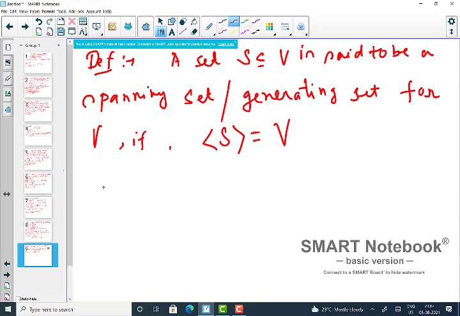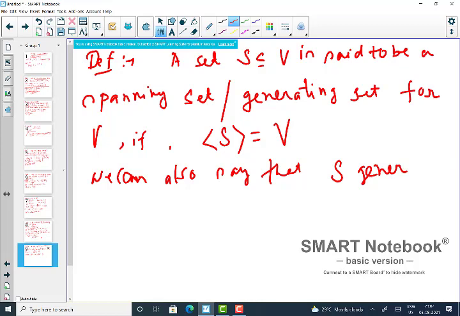We can also say that S generates V, or S spans V.